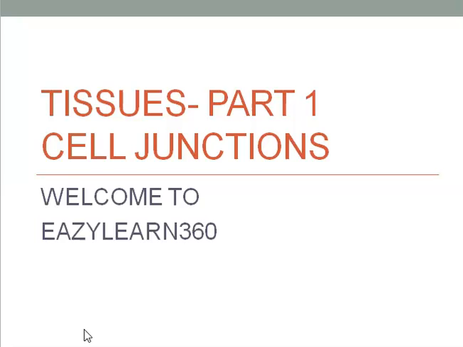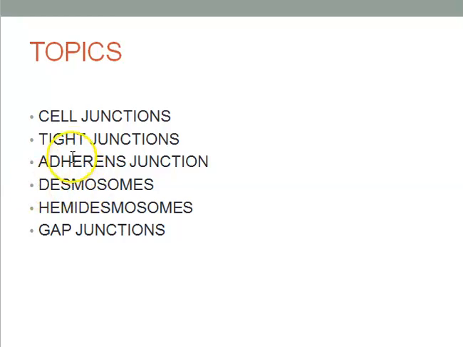So depending upon the position and the function of that particular tissue, the cell junctions vary. So let's see what are the different types of cell junctions. They are tight junctions, adherens junctions, desmosomes, hemidesmosomes, and gap junctions.